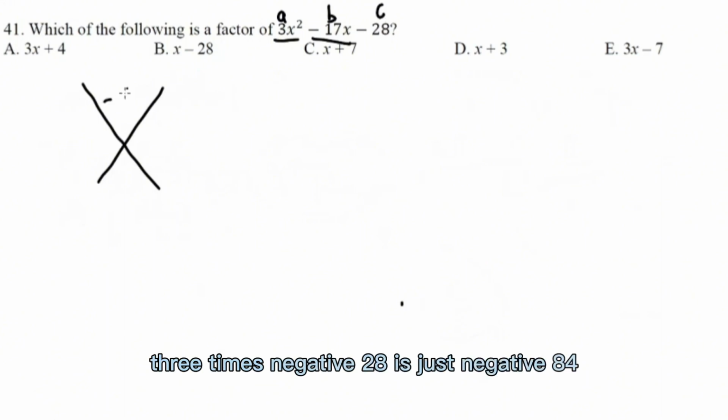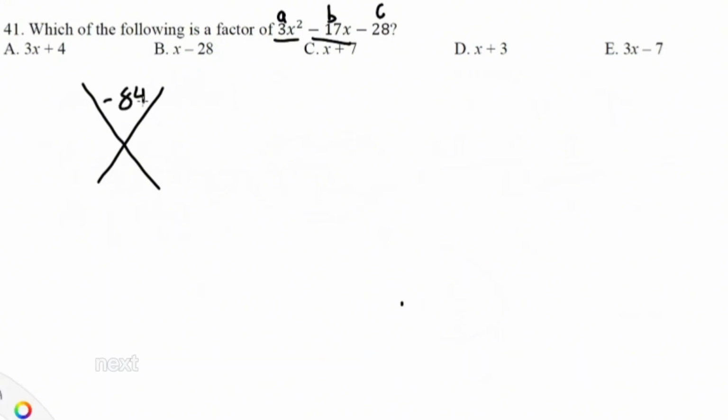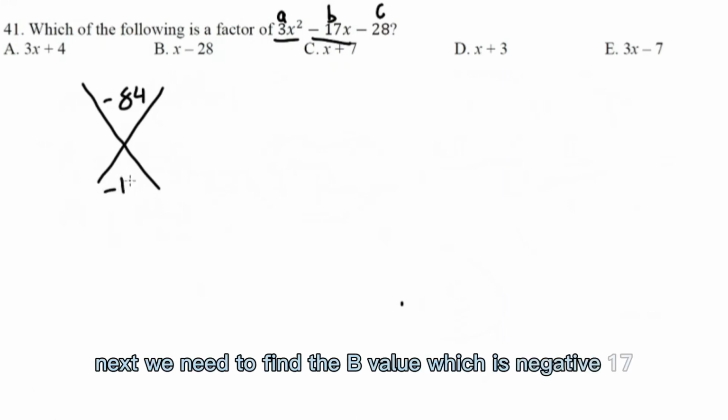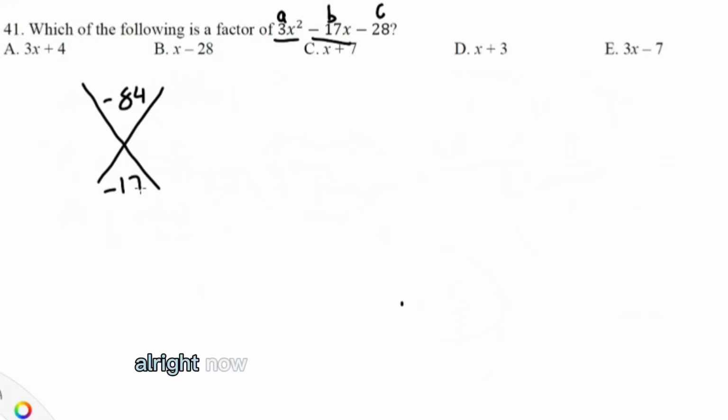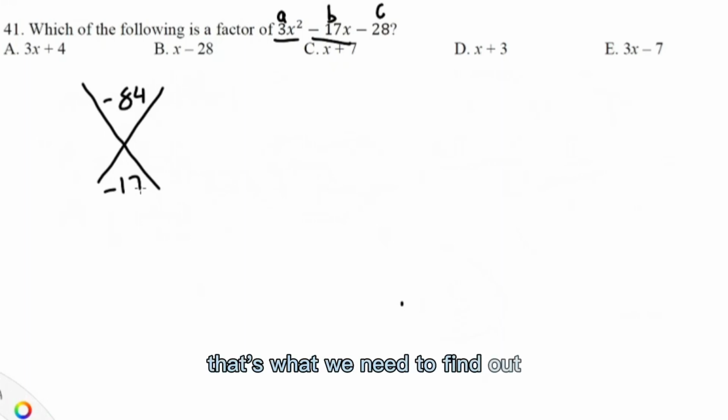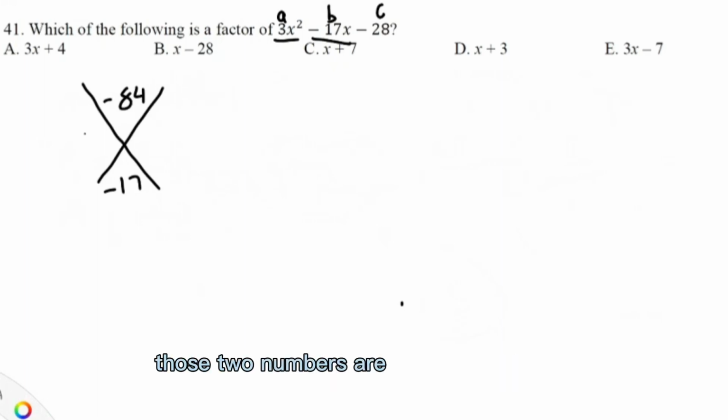So first, we need to multiply a and c. 3 times negative 28 is just negative 84. Next, we need to find the b value, which is negative 17. Alright, now we need to find two numbers that multiply to negative 84 but add to negative 17. So what are those two numbers? That's what we need to find out. Those two numbers are 4 and negative 21.